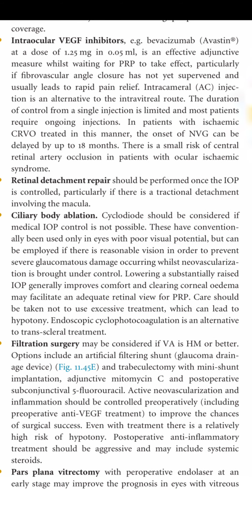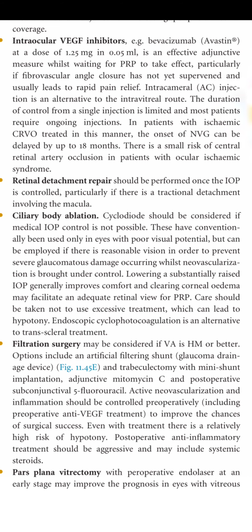Retinal detachment repair should be performed once the IOP is controlled, particularly if there is a tractional retinal detachment around the macula. So you have to treat the cause. If there is a retinal detachment in the posterior segment, then you should treat the retinal detachment through surgery.